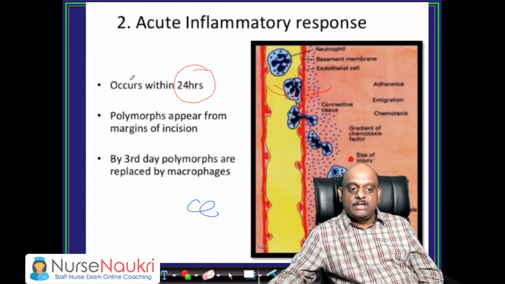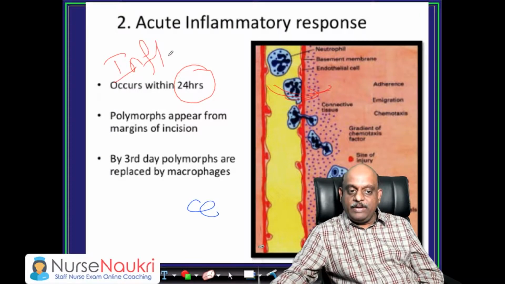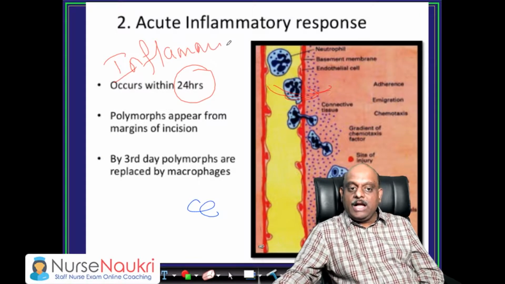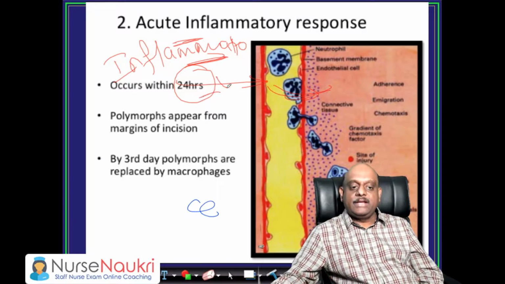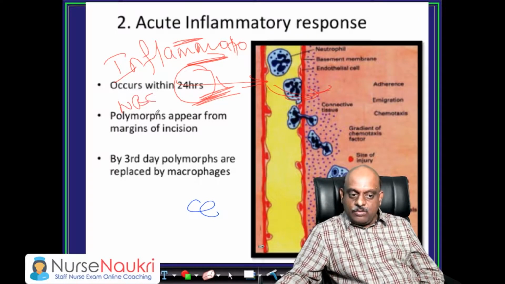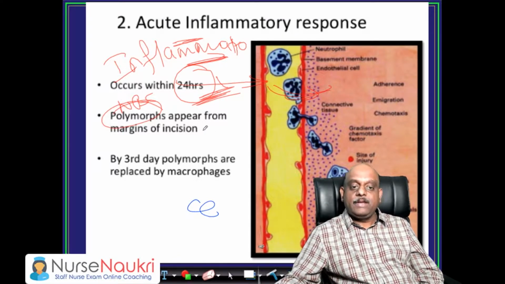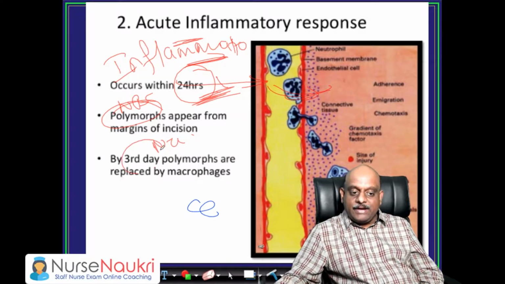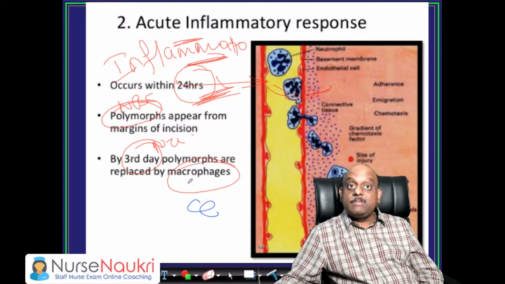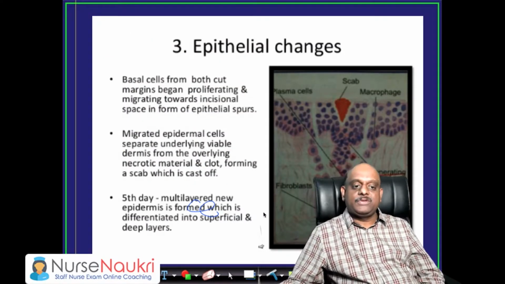Inflammatory cells. Inflammation. Inflammation का मतलब क्या होता है? आपका white blood cells वो सब रहता है ना, sister. So they all will come there. It occurs within 24 hours. White blood cells को बोलते हैं polymorphs. They typically appear, neutrophils, etc. And by 3rd day, the neutrophils are replaced by macrophages. So this is the acute inflammatory response.